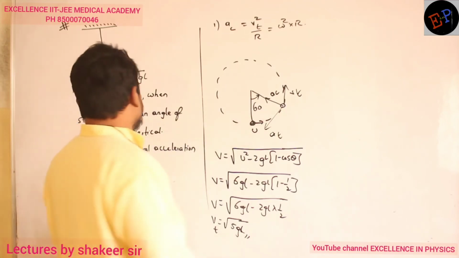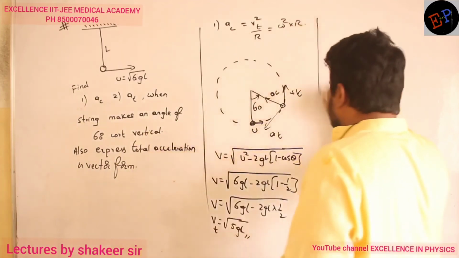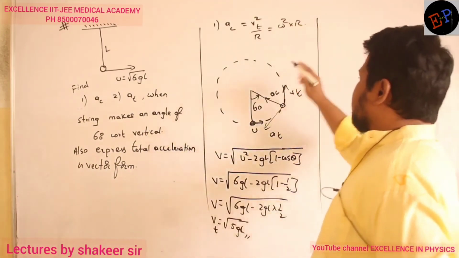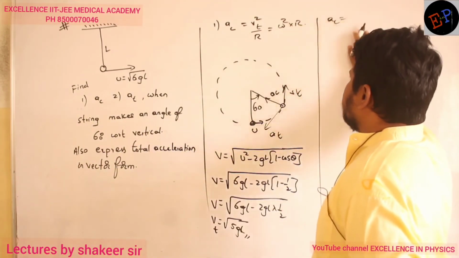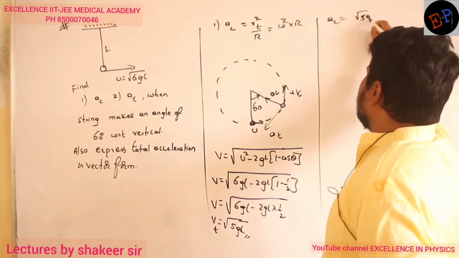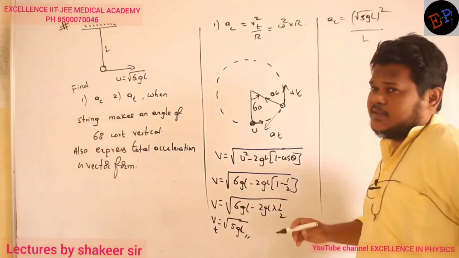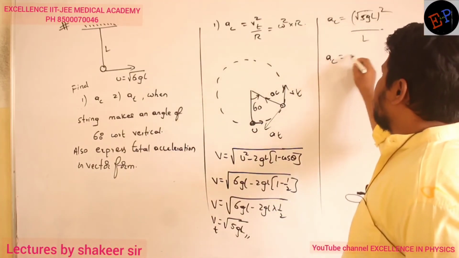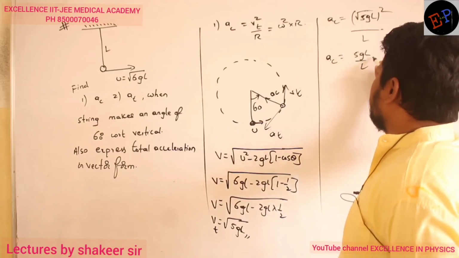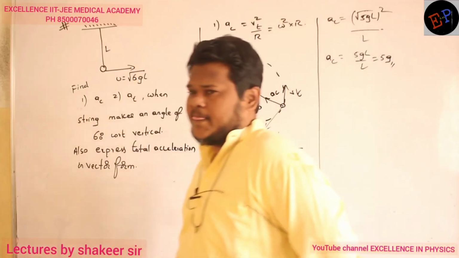Now what is the length of the circular path? The radius of the circular path is L. So centripetal acceleration is Vt square divided by radius, root 5GL whole square divided by L, which is 5GL divided by L, equal to 5G. So this is the centripetal acceleration.